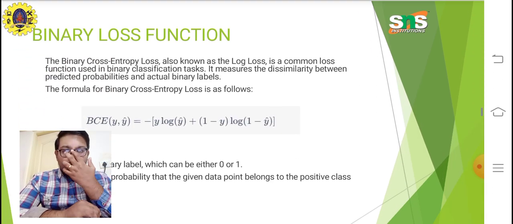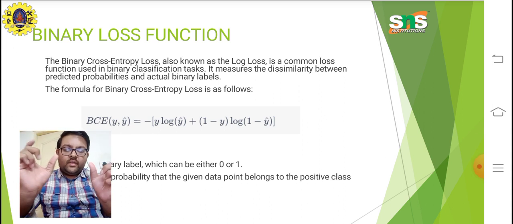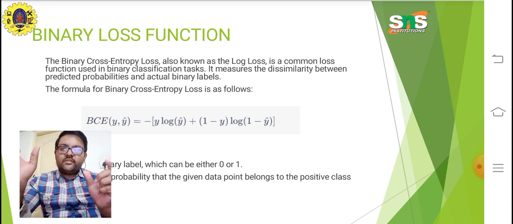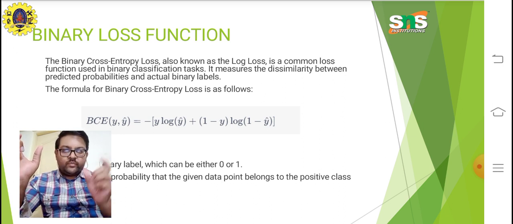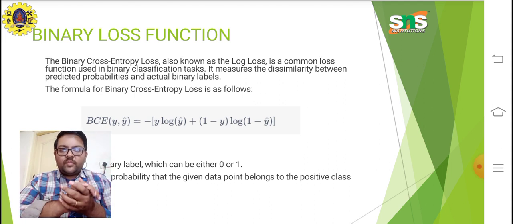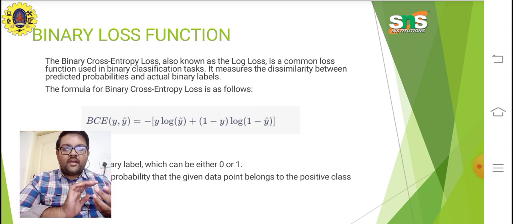Binary cross entropy loss, also known as log loss, is a common loss function used in binary classification tasks. Binary classification means classifying either as 0 or 1. 0 means non-occurrence of an event or absence of an object. 1 means occurrence of an event or presence of an object. For that we use the binary loss function. It measures the dissimilarity between the predicted probabilities and the actual binary labels.